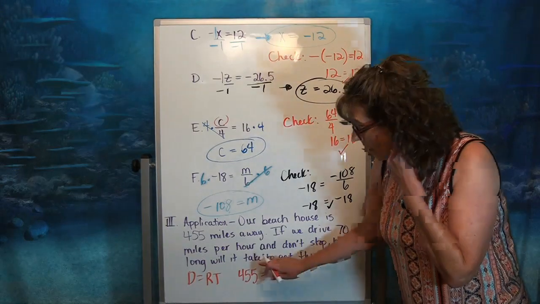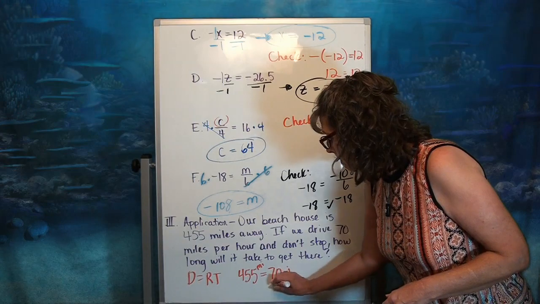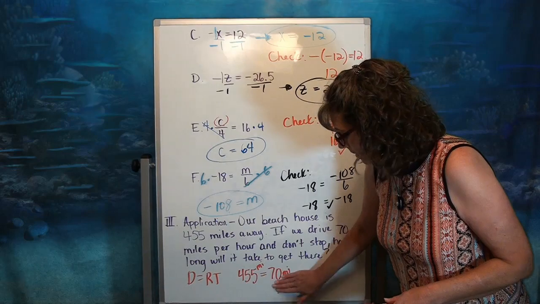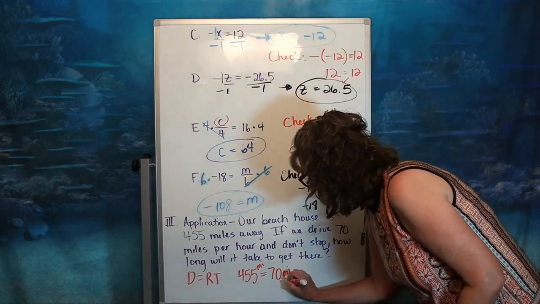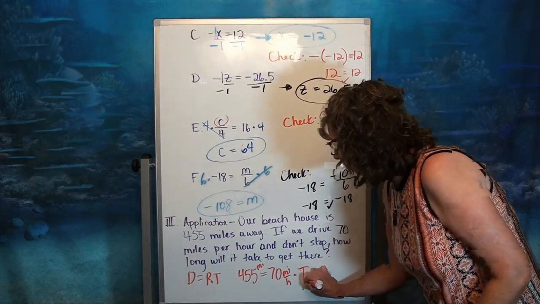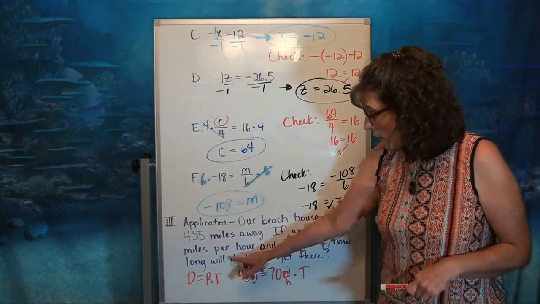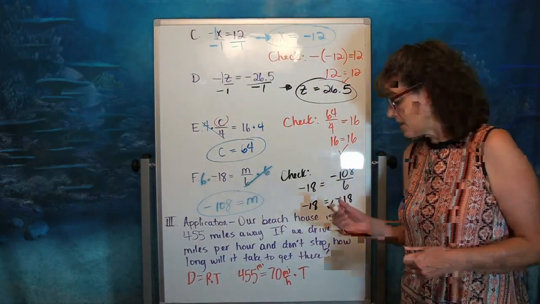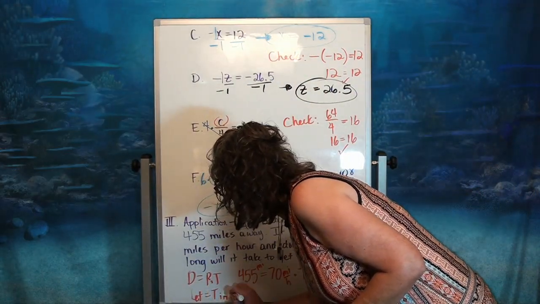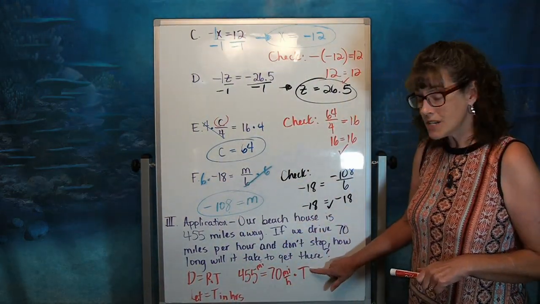Now, I want to point out here, this is 455 miles, and this is 70 miles per hour. Okay, miles per hour, there are units on that one. The reason I want to point that out to you is because, remember, it's rate times time, so that's going to be multiplied to the time. Now, do we know that time? No, in fact, that's what we're looking for. We want to know how long will it take? That's the t. So we're going to let t equal the time in hours that it's going to take to get there.